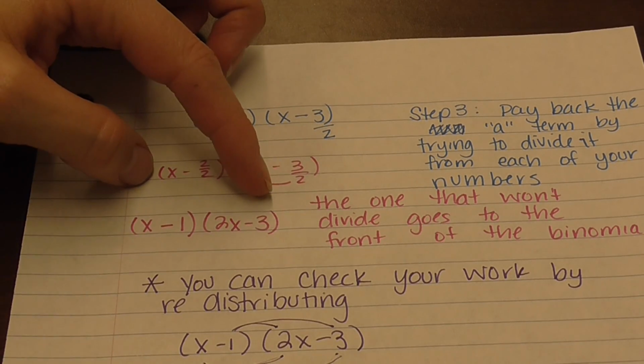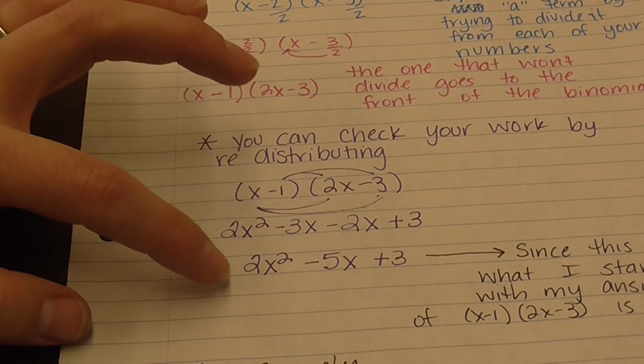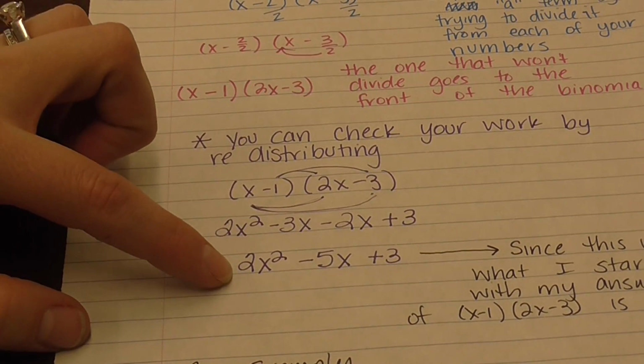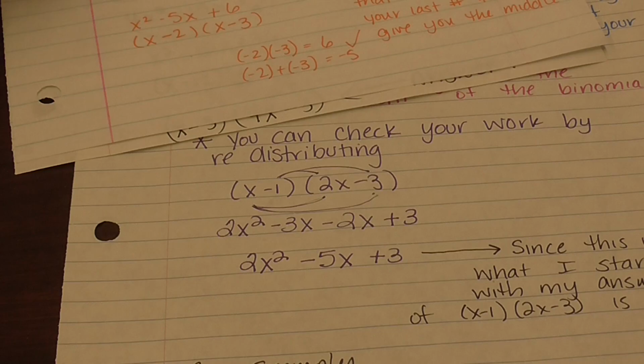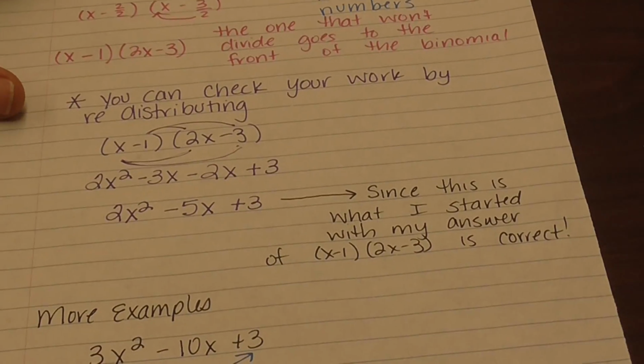That's the answer, okay? You can check your work by redistributing back out and you end up with 2x squared minus 5x plus 3, which is exactly what you started with. So that is the correct answer.